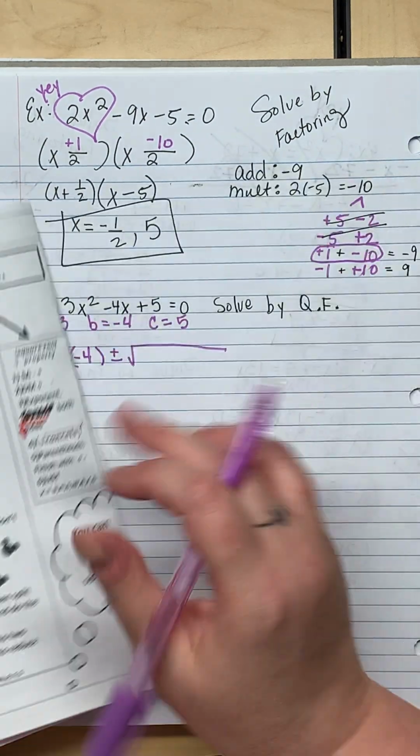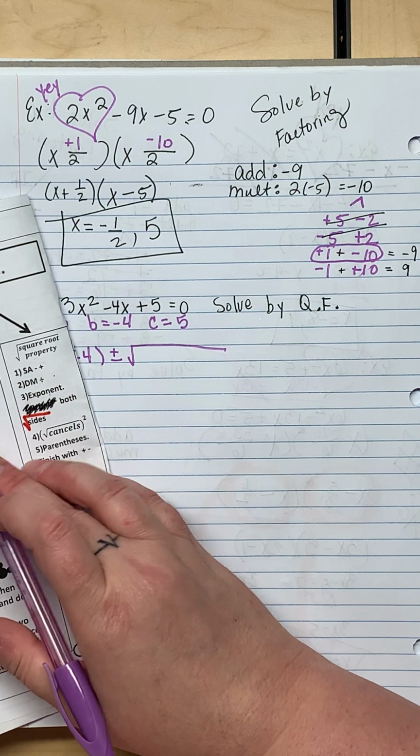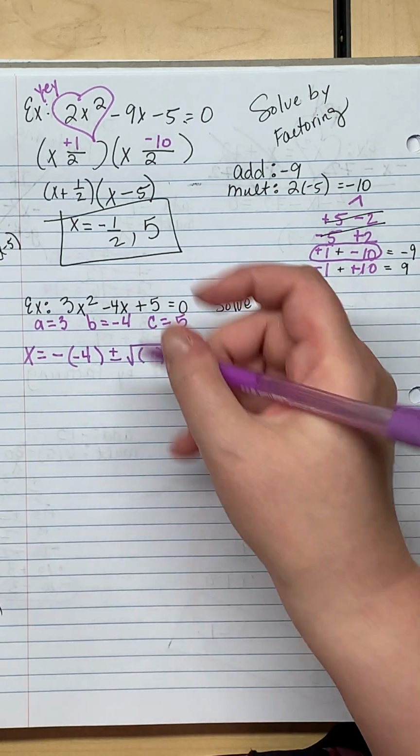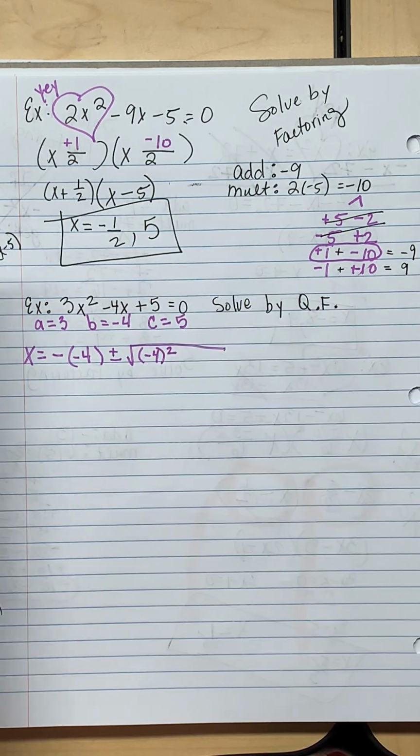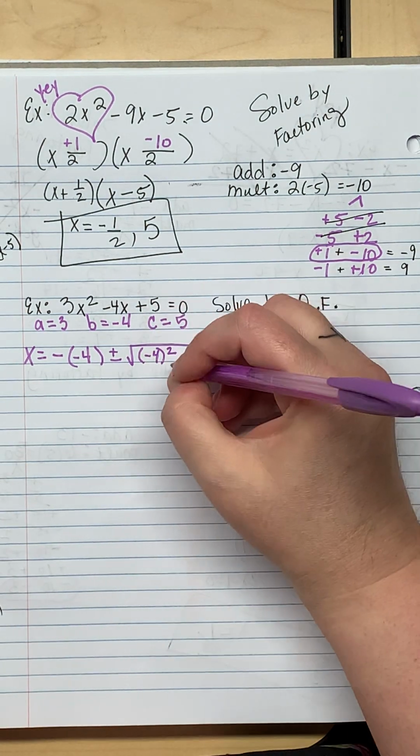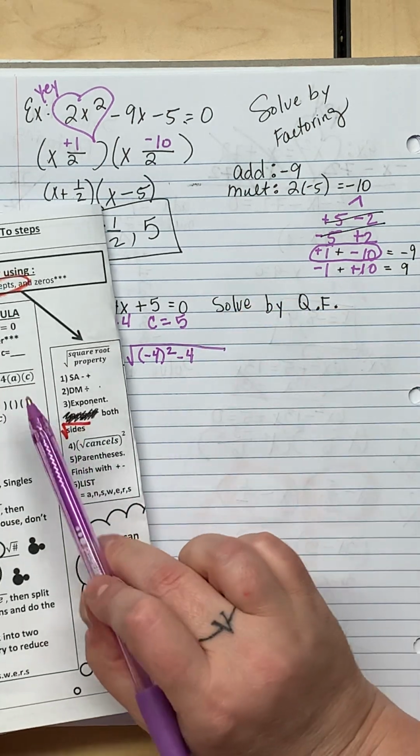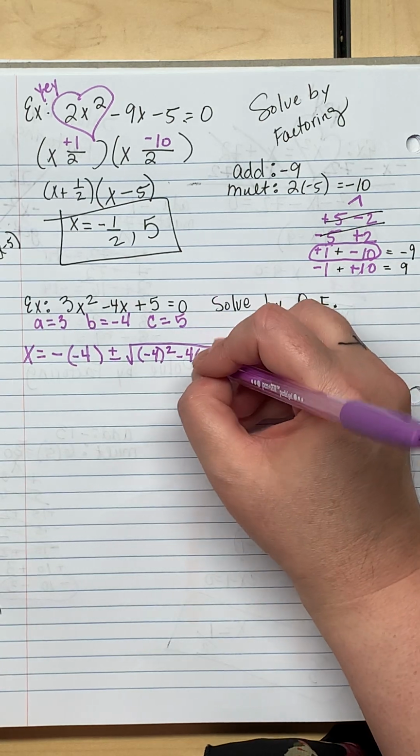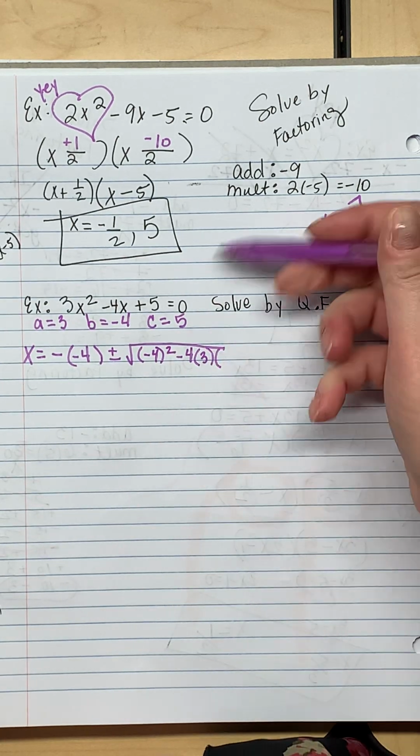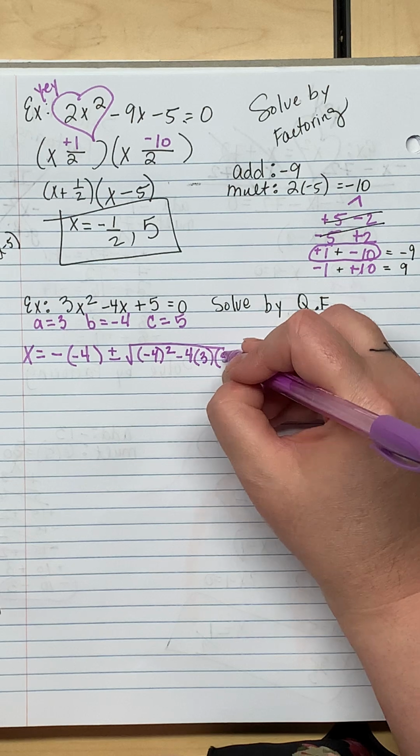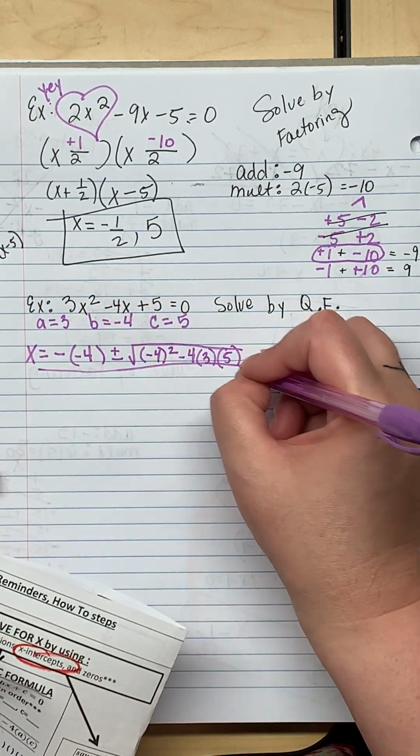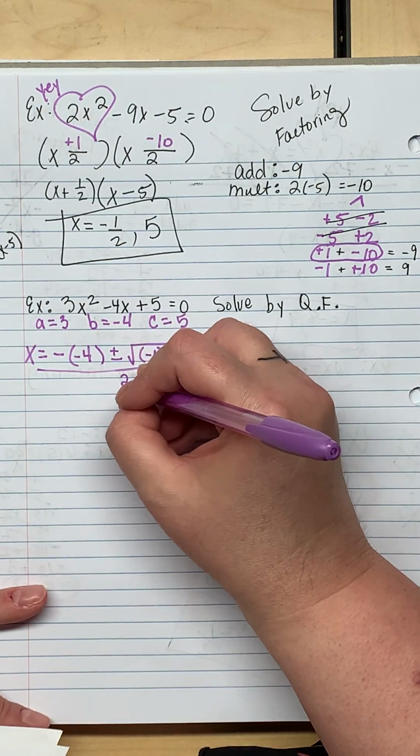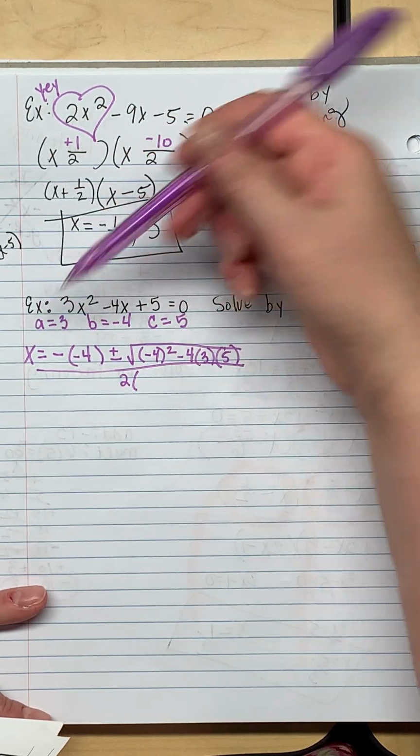Then your formula says b squared with parentheses. So my b is negative 4. Don't forget your parentheses. So look, we're just filling things in. Minus 4. See, it's always a minus 4. And then AC in parentheses. So A is 3, C is 5. All over, let's see here, 2 parentheses A. So 2 parentheses 3.